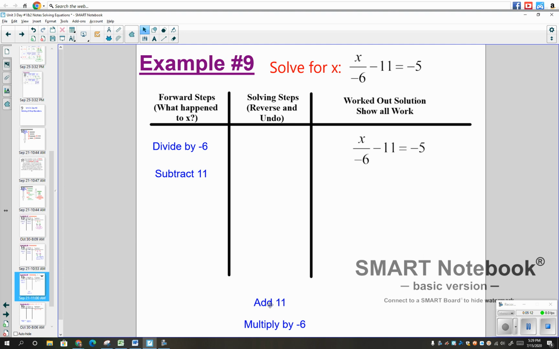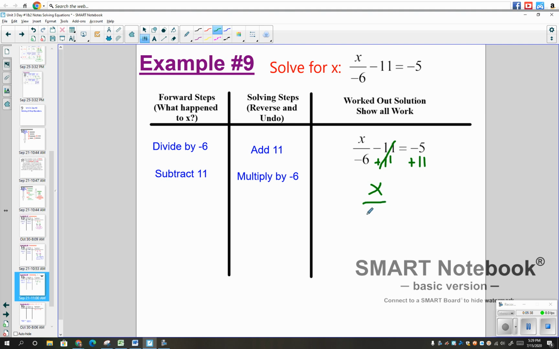How do I undo subtracting 11? I add it. I'm going to add 11. How do I undo dividing by negative 6? I'm going to multiply by negative 6. So I'm going to start out by adding 11 to both sides. They'll cancel out here. If I add 11 to negative 5, on the left side I'm left with x divided by negative 6 equals negative 5 plus 11 is 6.